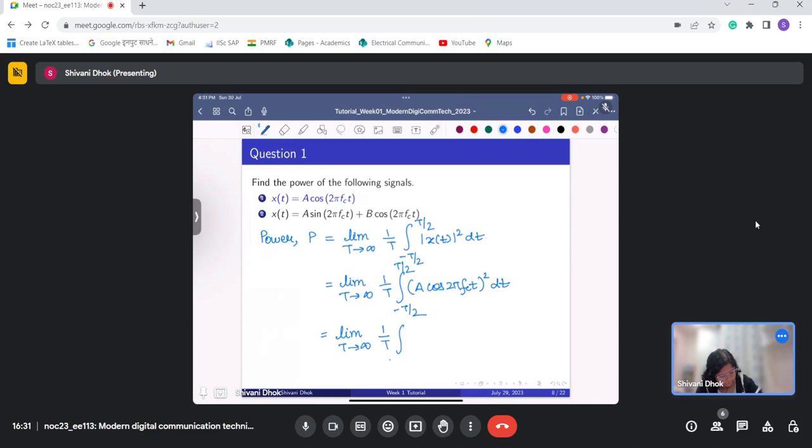which I can write as limit T tending to infinity 1 by T integral minus T by 2 to T by 2 of A squared. This term here is basically A squared cos squared 2 pi fc t, and this cos squared 2 pi fc t I can write as (1 plus cos 4 pi fc t) by 2. So I'll substitute that here. So this becomes (1 plus cos 4 pi fc t) by 2 dt.